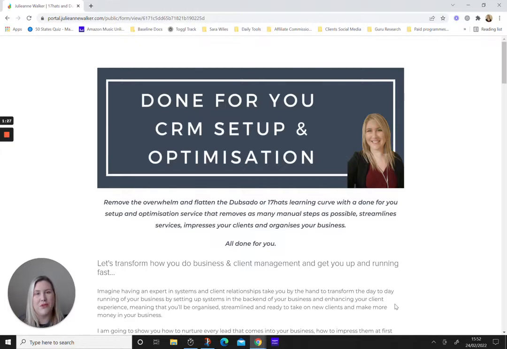This lead capture form is a qualification lead capture form. The reason being is that for working with me in a done-for-you setup and optimization, my clients really need to understand a bit of information up front. There's things that they need to know. So rather than just having a simple, straightforward lead capture form where I can start a conversation with them, I really want to qualify the people that are coming through for this service.